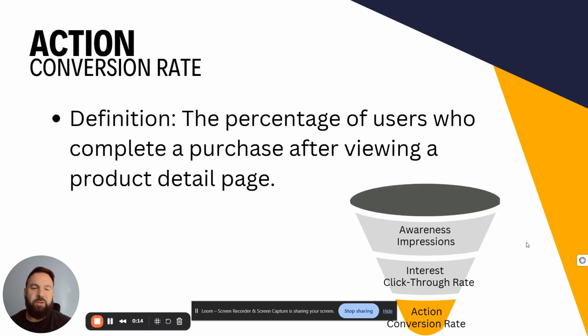And the third and final step within the Amazon sales funnel is the action step, which is measured by conversion rate. The definition of the conversion rate is the percentage of users who complete a purchase after viewing a product detail page. So pretty simple: how many people actually buy the product after they see your product listing.